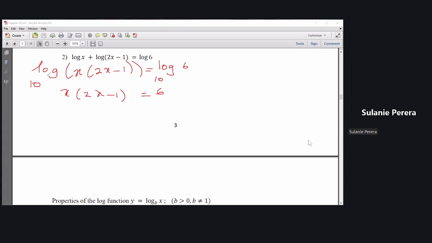So what did I do here? Log x into 2x minus 1 equals log 6. Right? So if I take 10 to the power, I can remove the log. Here also remove the log. So we have x into 2x minus 1 equals 6. 2x squared minus x minus 6 equals 0. Now please factorize it.